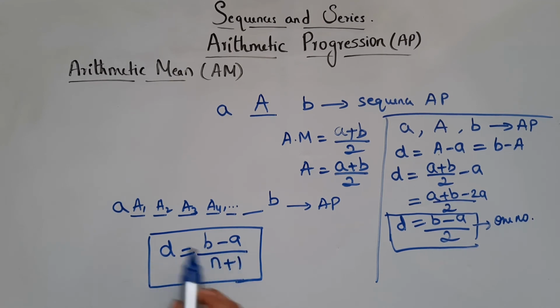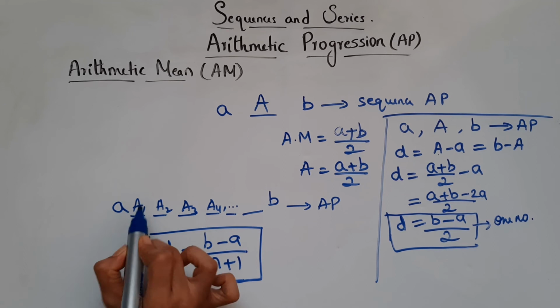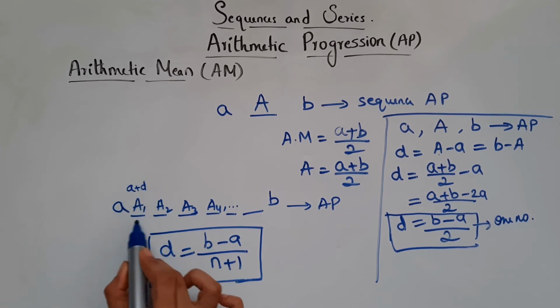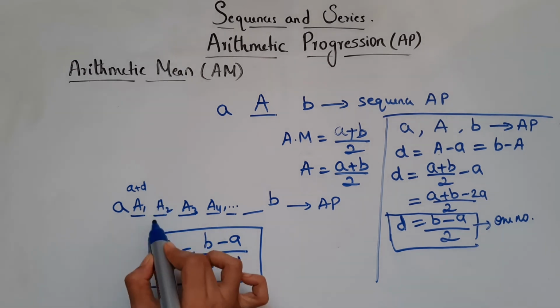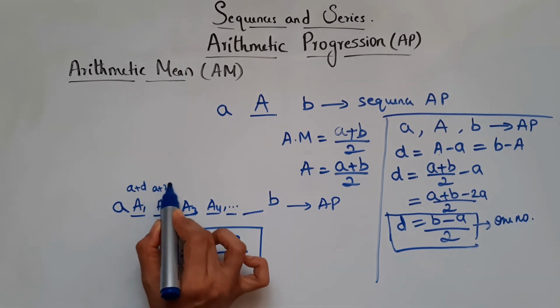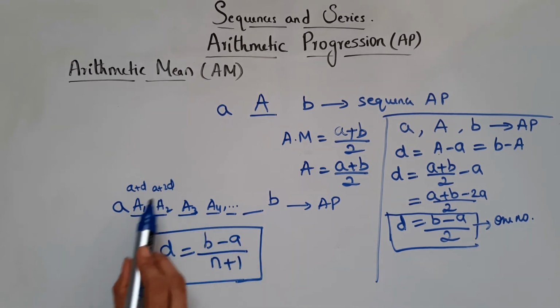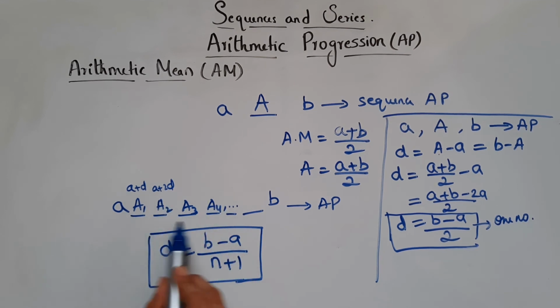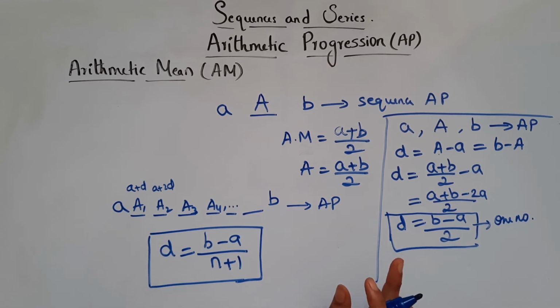Now if you want to find a1, you know in an AP the second term is a plus d. So you will get a1. You know what is its third term? a plus 2d. So a we know, 2 into d is this. Similarly, you can find these n terms. So this is how you find the arithmetic mean. Let me give one example, but before that, pause the video and note this down.